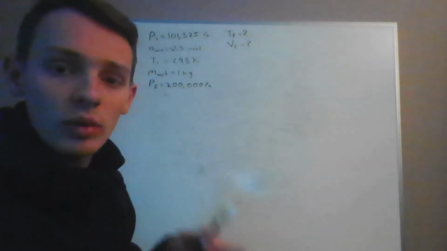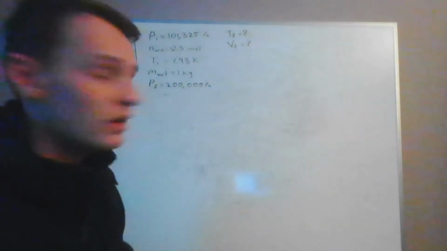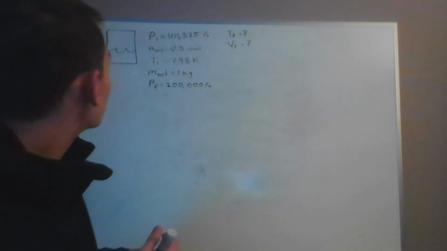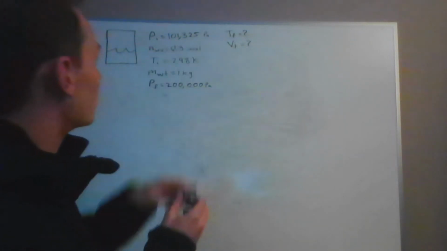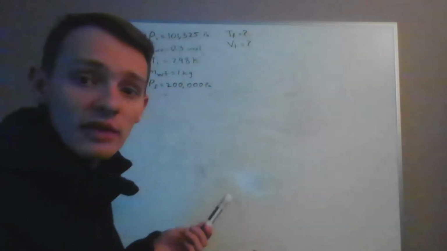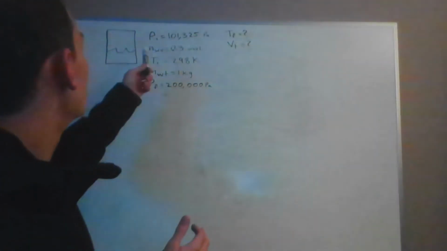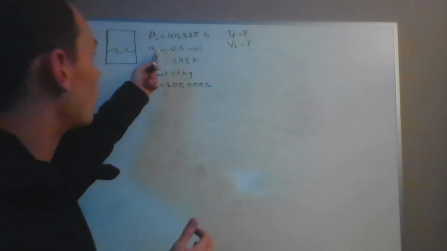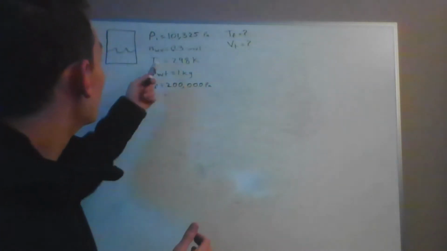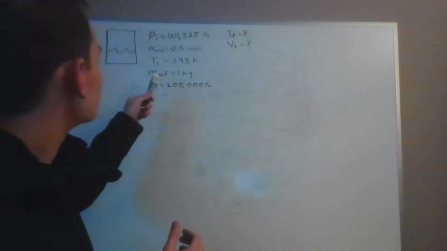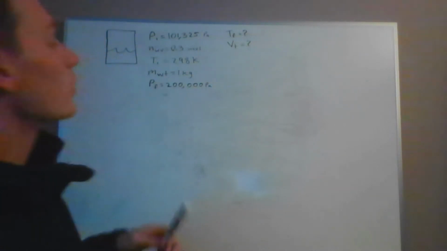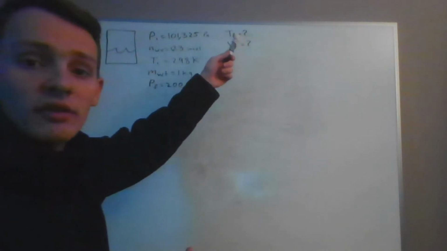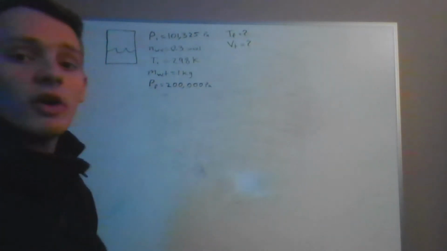So let me go over what's been given to us in the problem about the initial state and the final state. So initially we have a pressure of 101,325 pascals, which is 1 atmosphere. We have the number of moles of water in the vapor phase. We have the initial temperature, the total mass of the water that we start with, and the final pressure. What we're trying to find is the final temperature of our sample as well as the total volume.